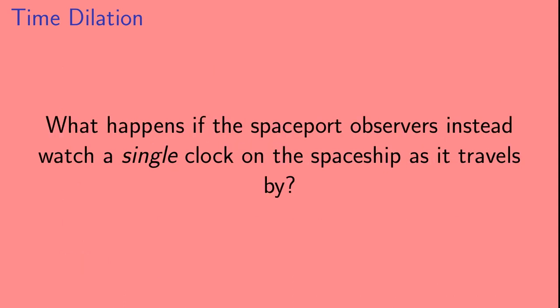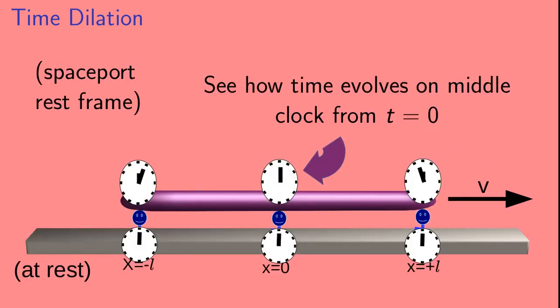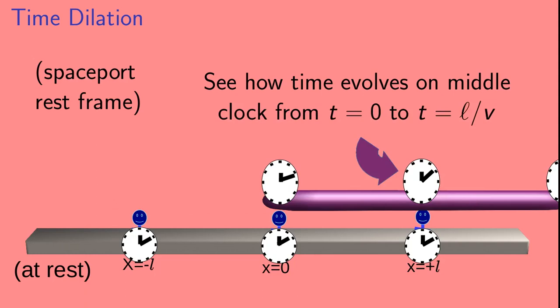So now let's ask a different question. What happens if the spaceport observers instead watch a single clock on the spaceship as it travels by? So we'll look at how the time shown on the middle spaceship clock evolves as the time in the spaceport frame goes from t equals 0 to t equals L over v, which is when the spaceship has moved a distance L, as seen in the spaceport frame.